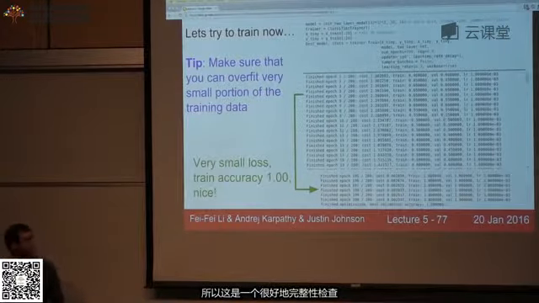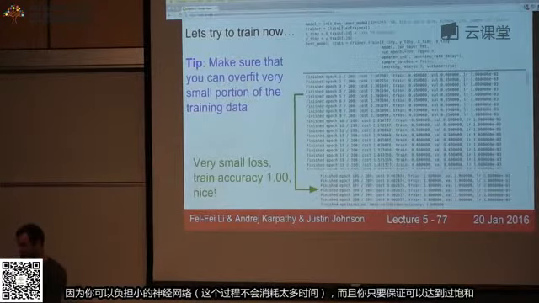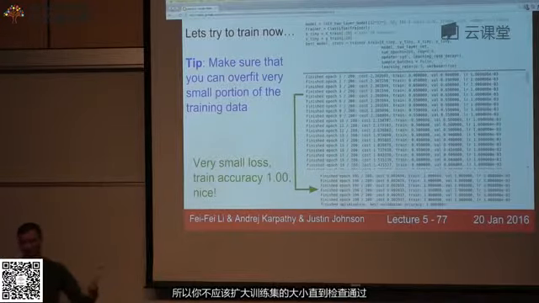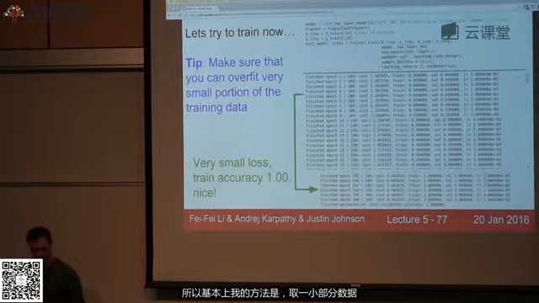That's a very good sanity check, because you can afford to have small networks, and you just make sure you can overfit. If you can't overfit, your implementation is probably incorrect. Something is very funky and wrong. So you should not be scaling up to your full data set before you can pass the sanity check.